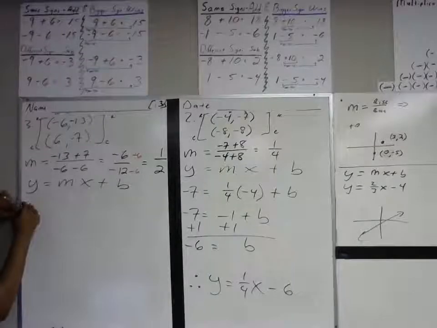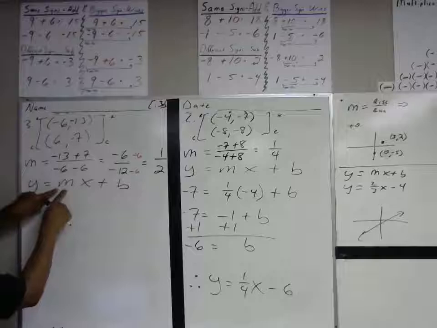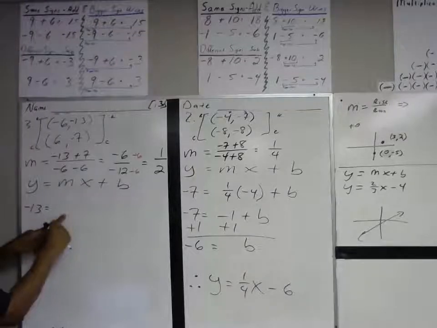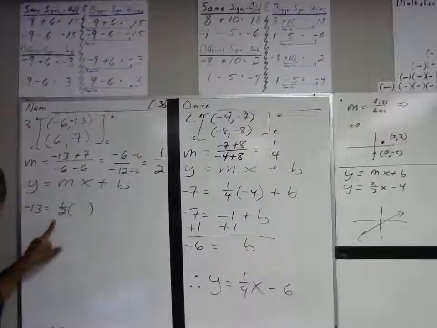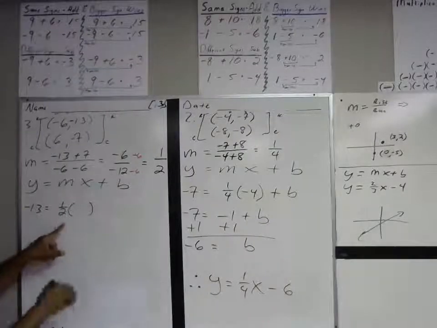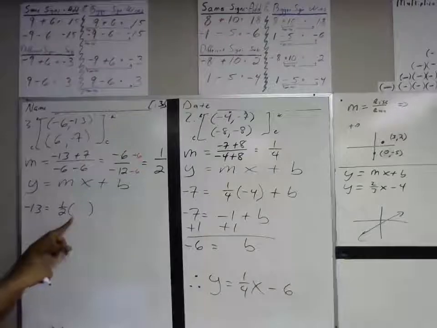Negative 13. Exactly right. What number do I use for m? 2. Got it? Next is Sims. What do I use for x? -2. 13.